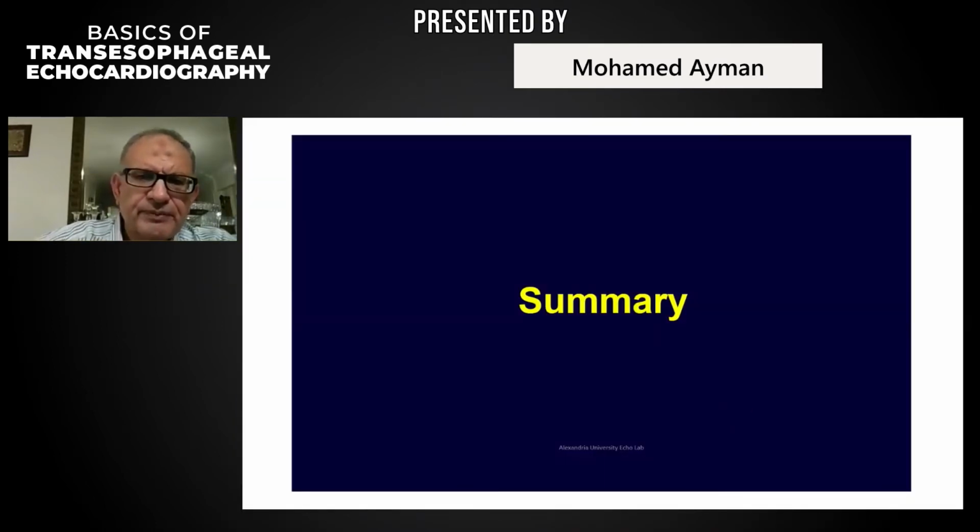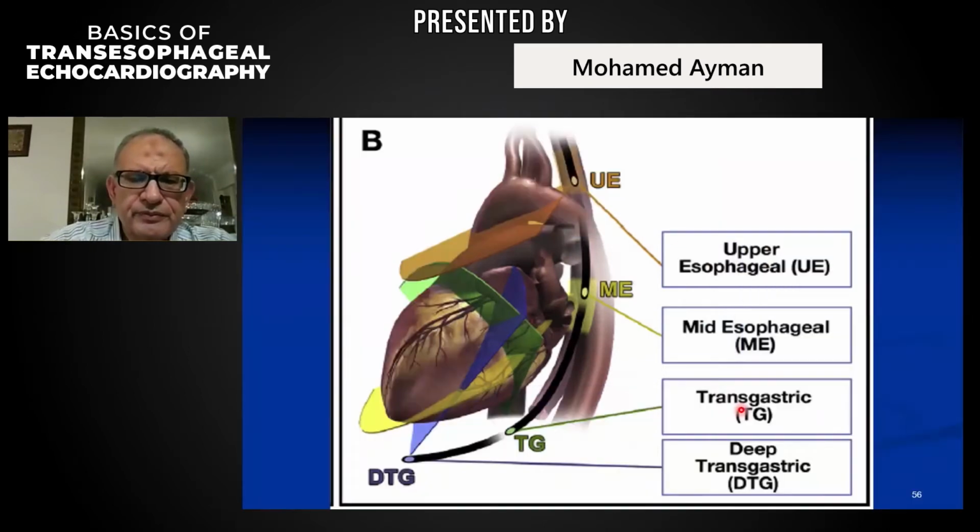So in summary, the TEE levels are the upper esophageal, if you are going to cut here at the level of the arch of the aorta, and the mid-esophageal, just in the mid of the esophagus. This is going to give a lot of views depending upon the angle of inclination of the ultrasound. You might have up to 15 views at the mid-esophageal level.